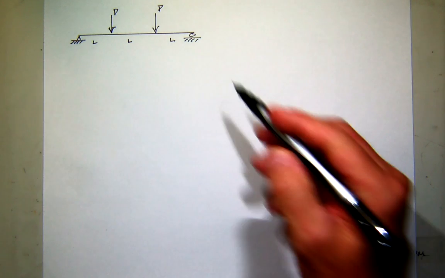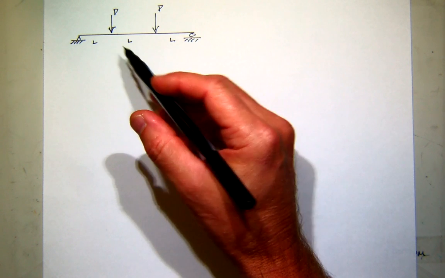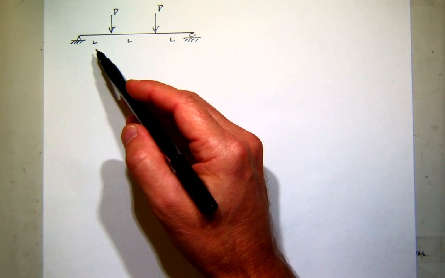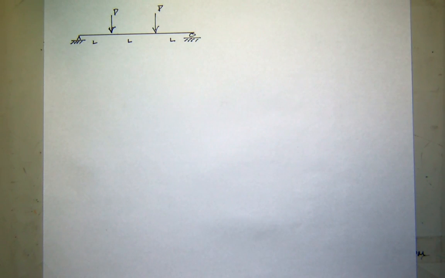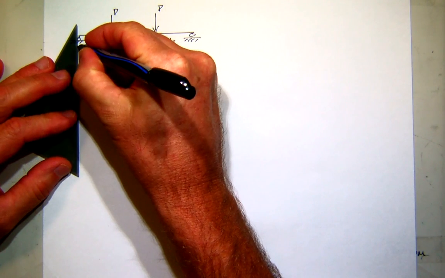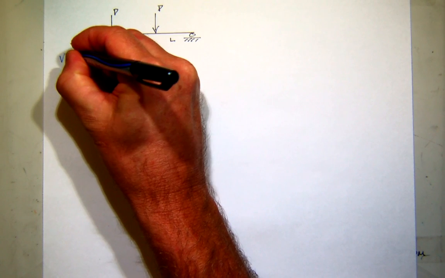Okay, so in this problem, I don't have a description here, but what we want to do is draw the shear force and bending moment diagram for this. And we talked about in class that the first step would be probably to find the reactions. So let's do that. Now remember, I'm doing shear force and bending moment. So when I assume my reactions here at the left-hand side, I'm going to assume positive shear.